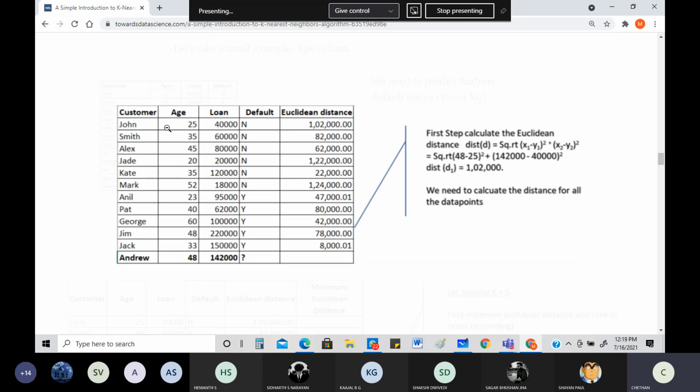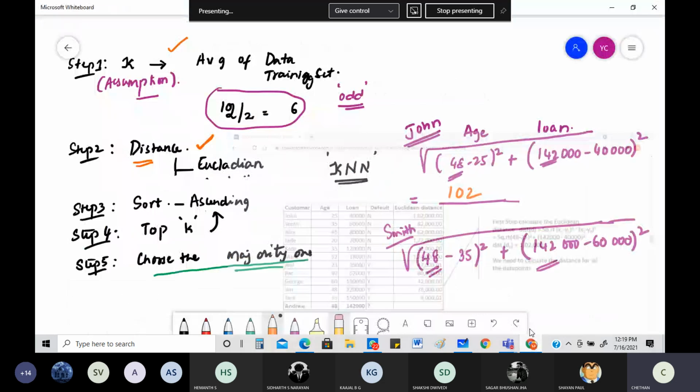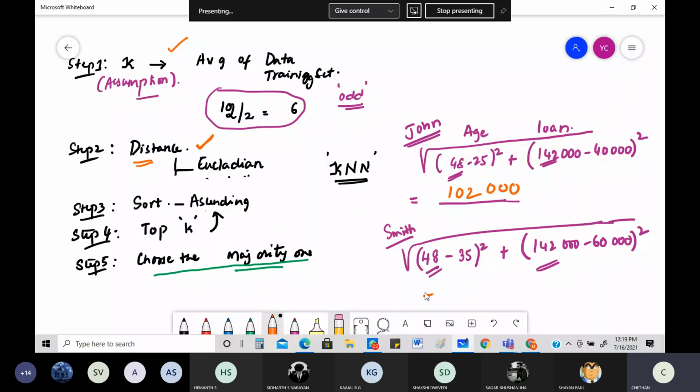So if you do that, you can see very clearly what the Euclidean distance is for each and every person. You just saw here, right? What is the value you get here? 102,000. This is what you get if you do this. And for this, how much do you get? You get 82,000. Like this you got.